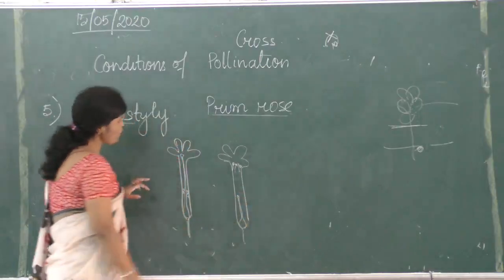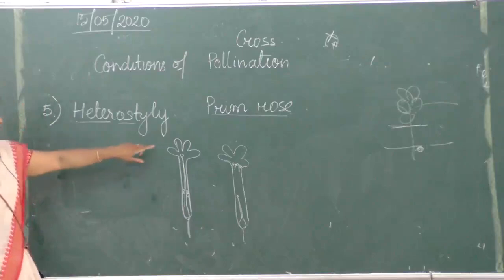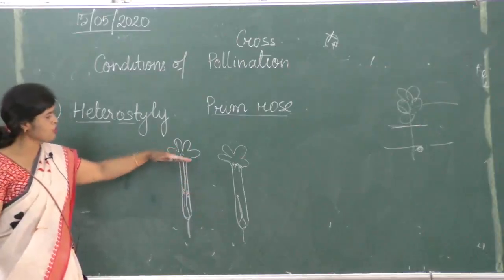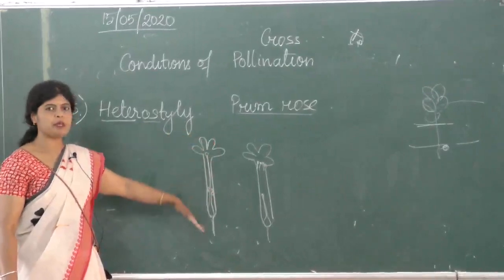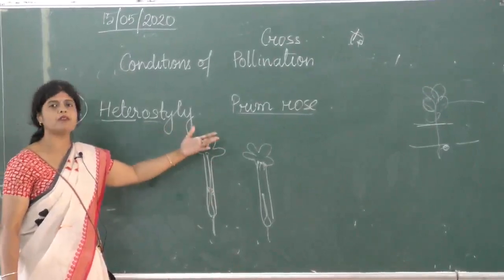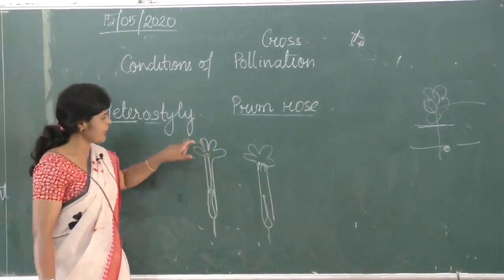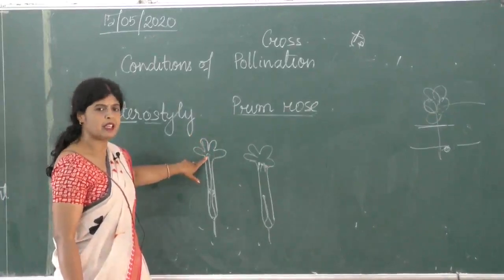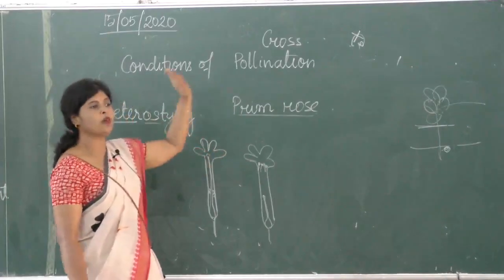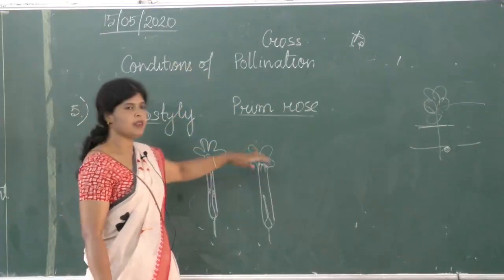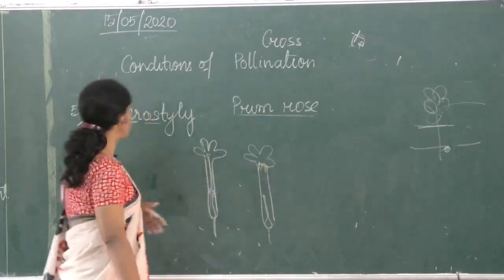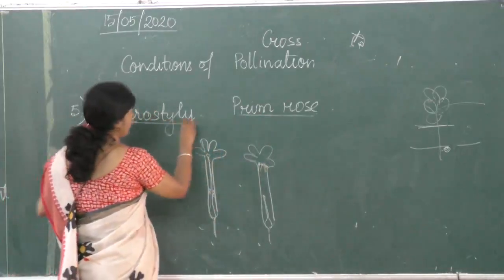Is it all right? So we call it heterostyle. The position of the two reproductive organs is very different, one is much above the other. In some, the gynoecium or the pistil is located in the superior position. In some, the stamen are located in the superior position. So that is called heterostyle.